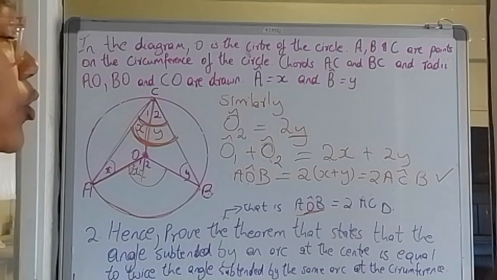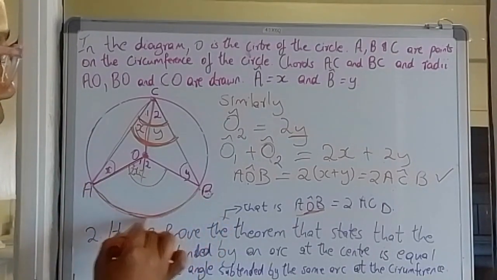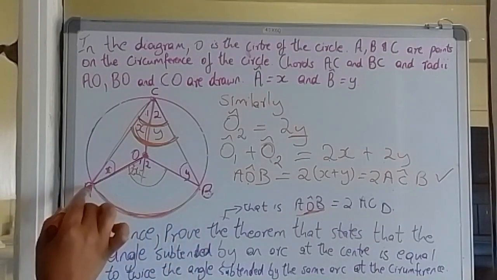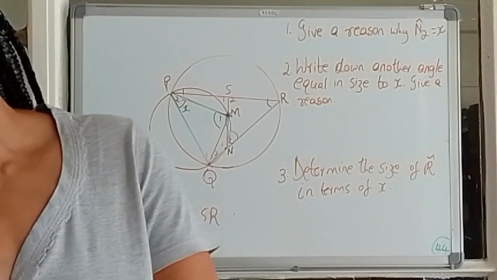So we just proved that the angle at the center of the circle is 2 times the angle at the circumference of the circle, provided that both angles are subtended by the same arc, in our case arc AB. Another one.